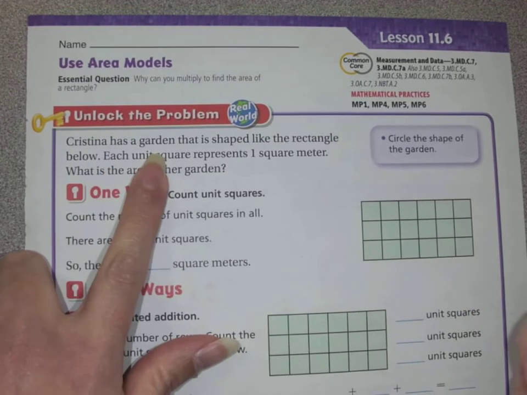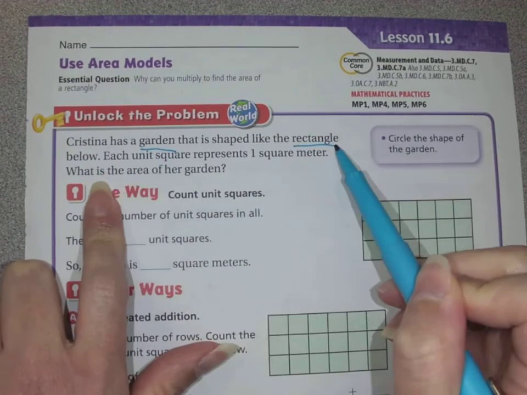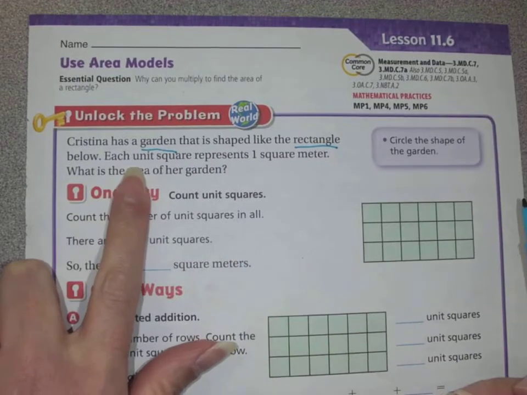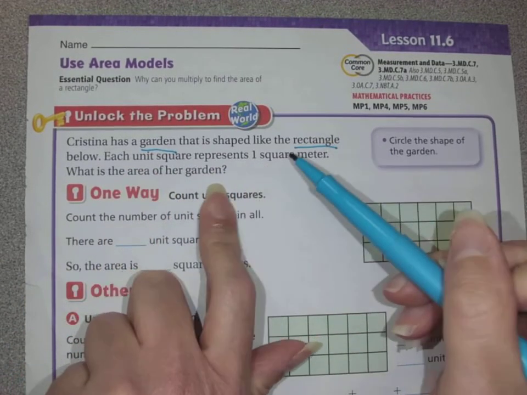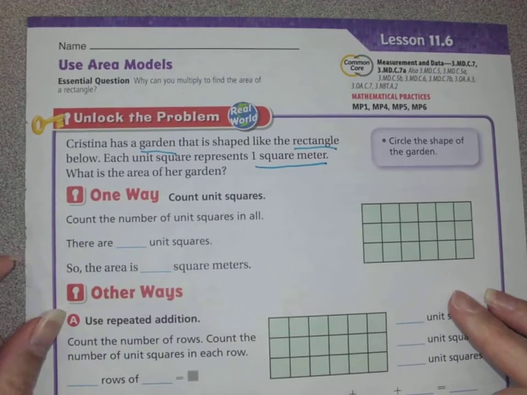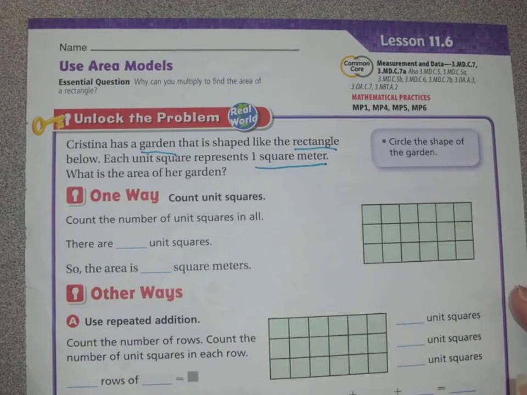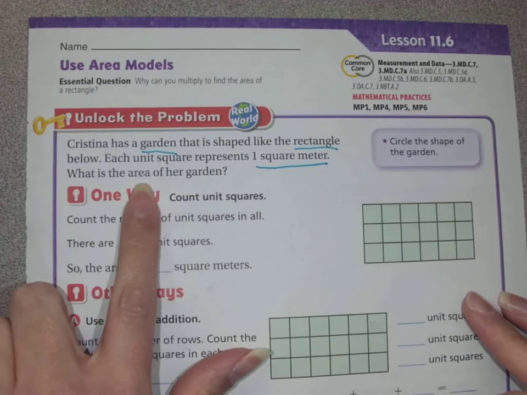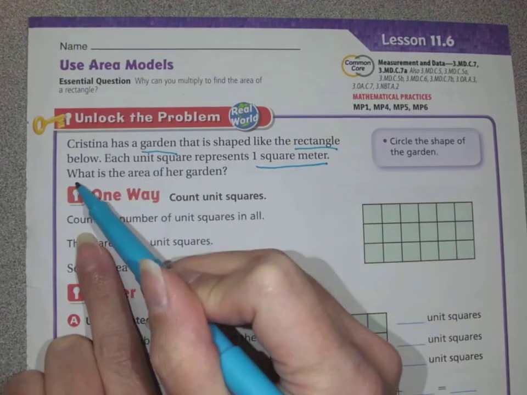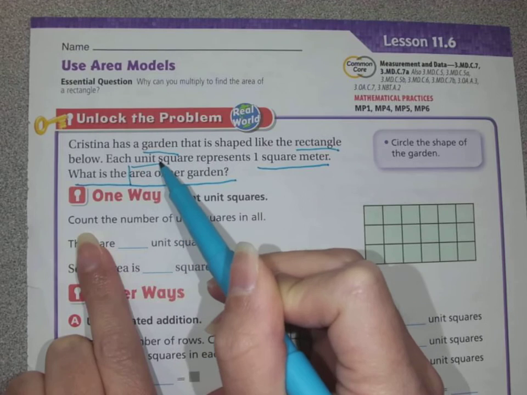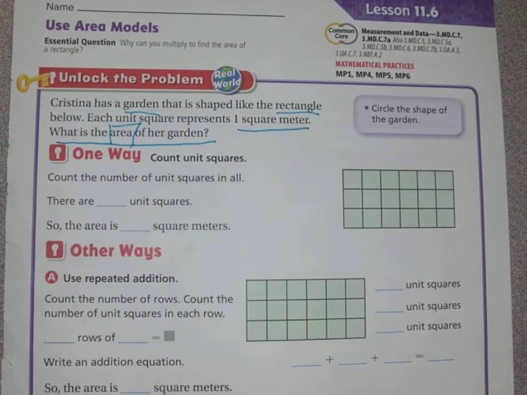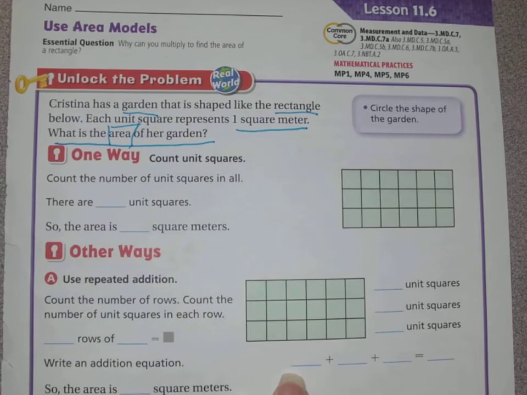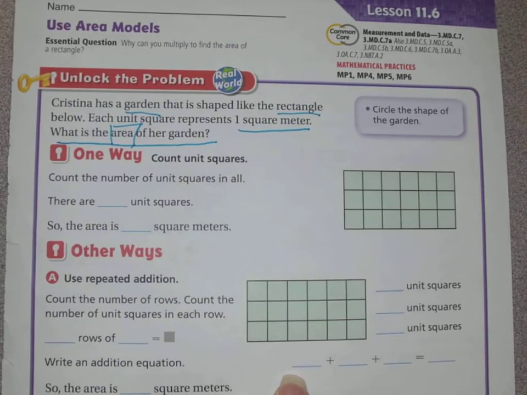Christina has a garden that is shaped like the rectangle below. Each unit square represents 1 square meter. That's important. So each square unit, y'all, represents 1 square meter. What is the area of her garden? All right, so area. We know that area is the number of square units needed to cover the inside. Inside is important, y'all, to cover the inside of a figure.